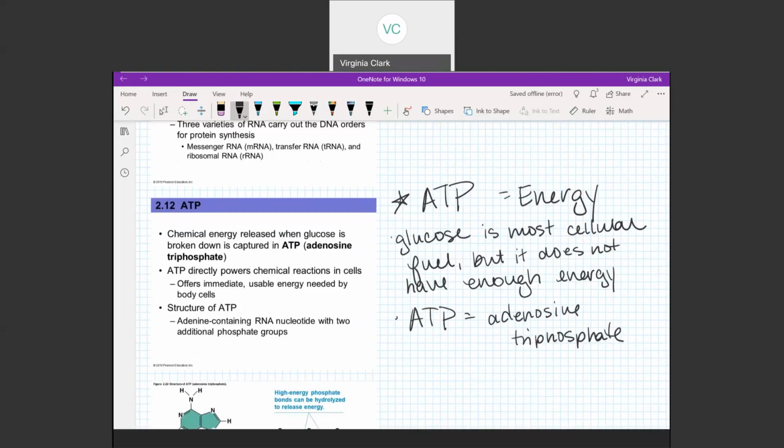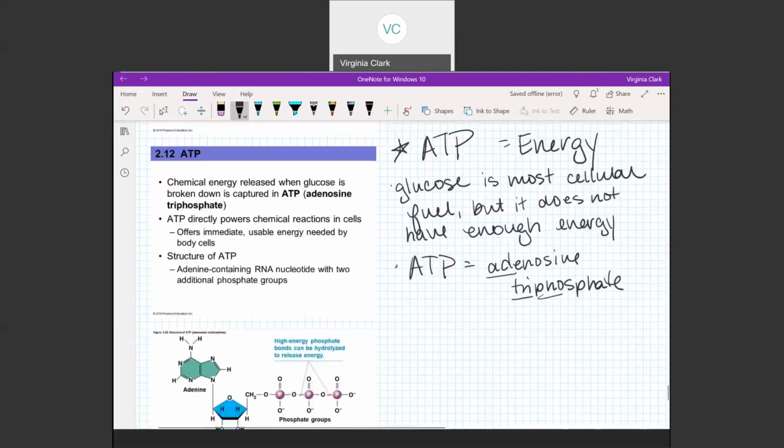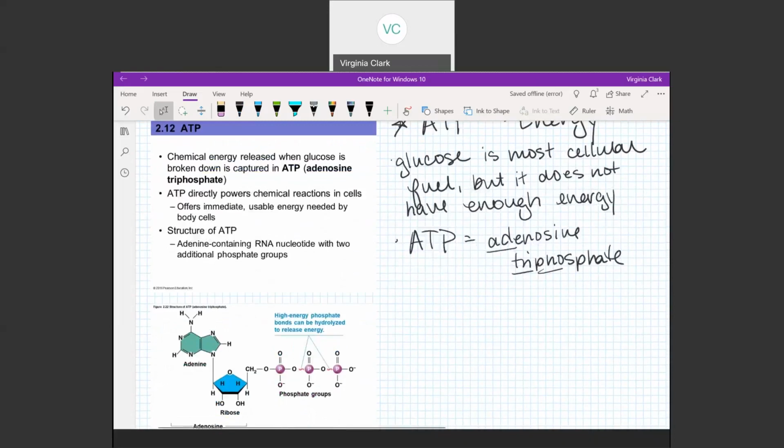So adenosine triphosphate, ATP. You also need to know that one. This is going to be the primary energy transferring molecule in the body. So ATP is the primary energy transferring molecule in the body. So this is essentially what allows us to have energy and go.